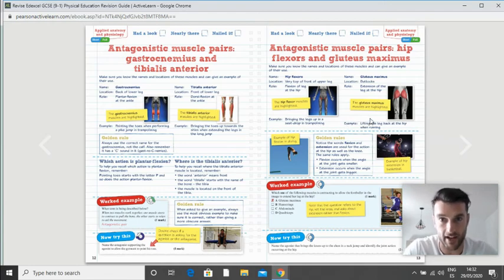Gluteus maximus is its antagonistic pair. Its location is basically the buttocks, the bottom muscles, very powerful and strong muscles. Their role is the extension of the leg at the hip. So they're extending the leg at the hip. An example would be lifting the leg back at the hip when running. So that would be an example of that.